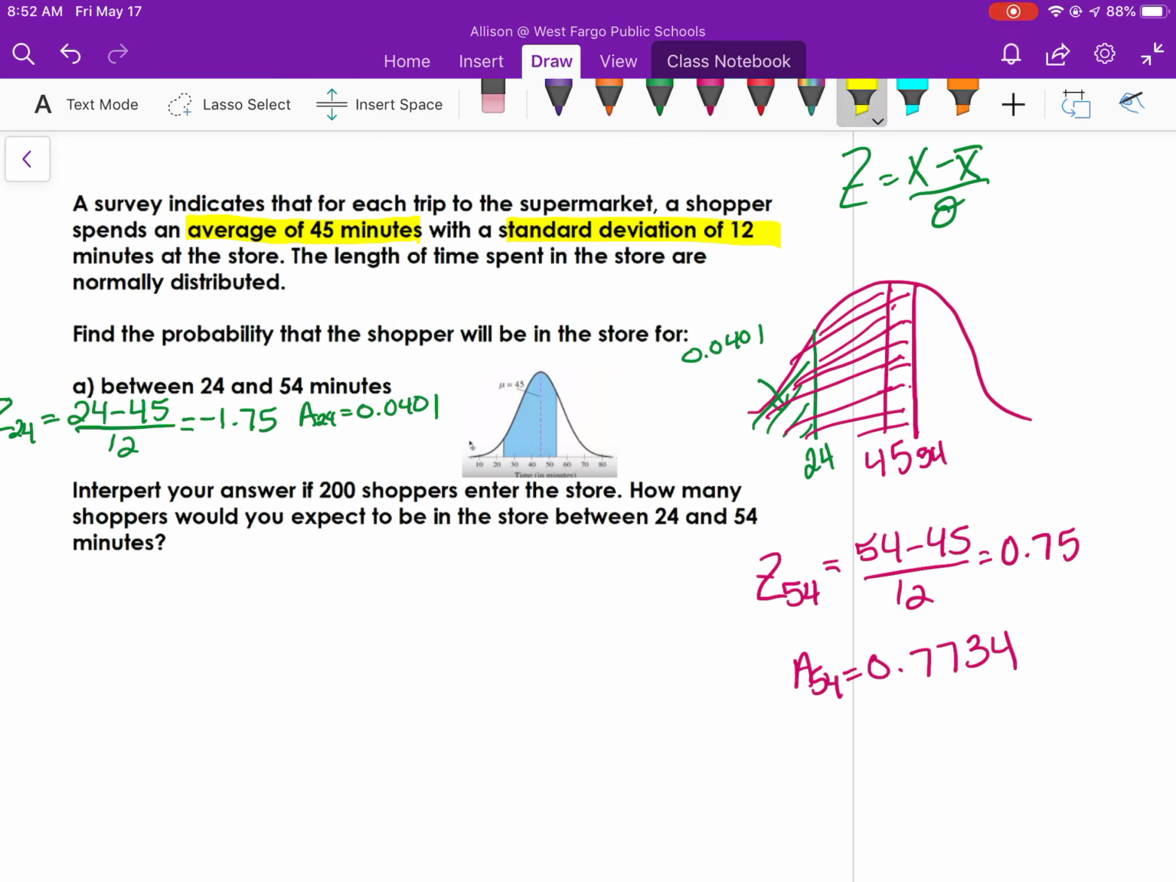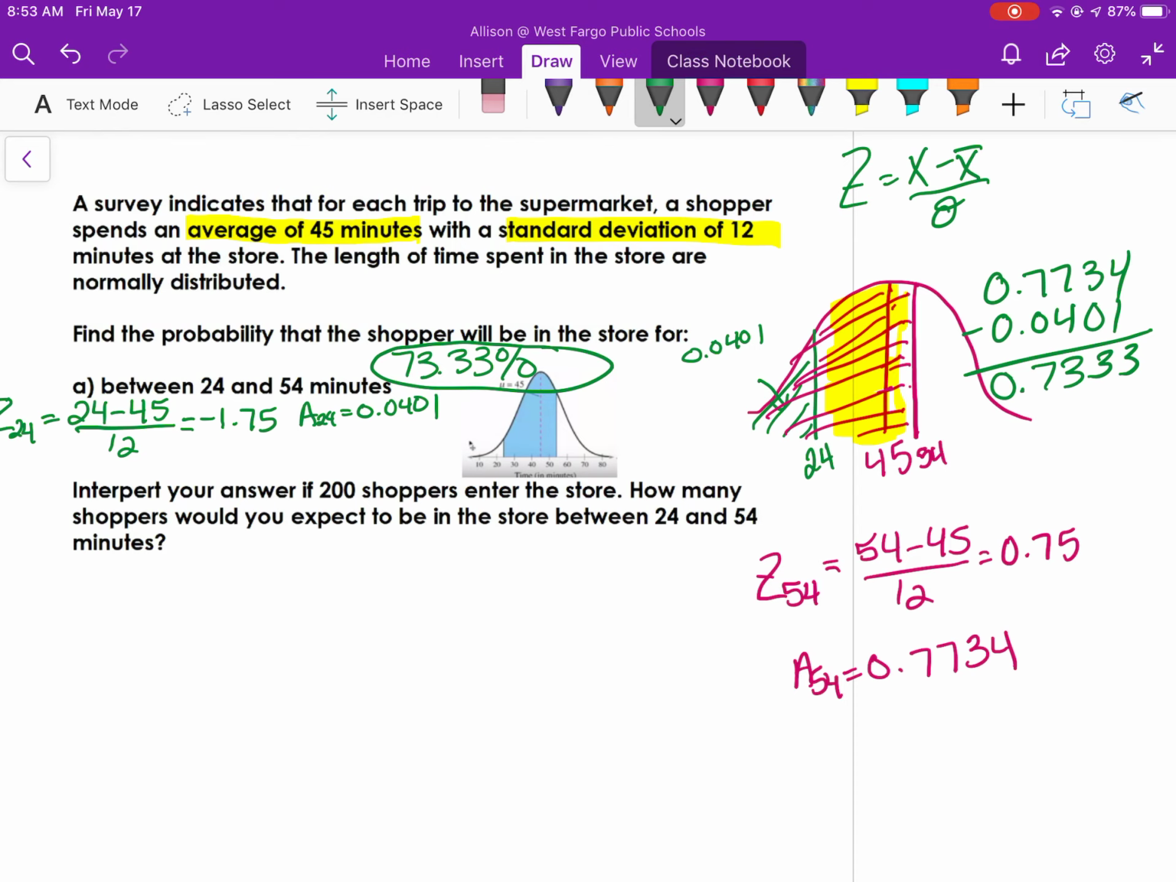So now I know that 4% will stay for 24 minutes or less and 77% will stay for 54 minutes or less, but now I need to figure out the area between them. So what I'm going to do is take this bigger pink area and subtract off the green area. So I'm going to take the 0.7734 and subtract the 0.0401. That's going to give me 0.7333. So the probability that a shopper will be in the store for between 24 and 54 minutes is about 73.33% chance.